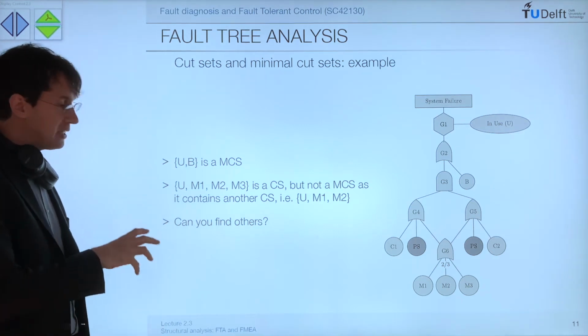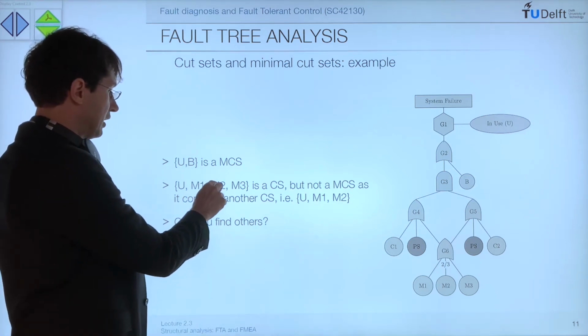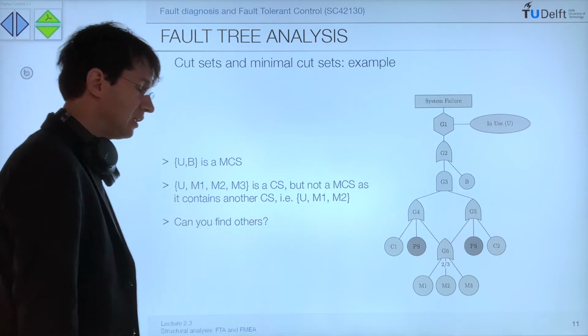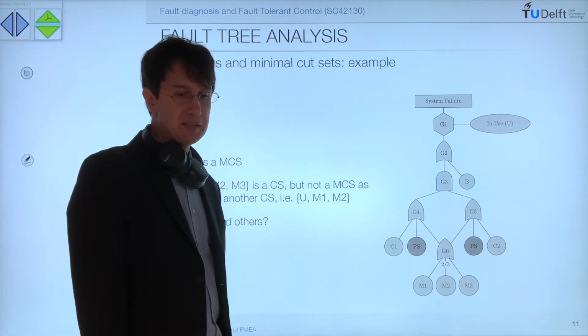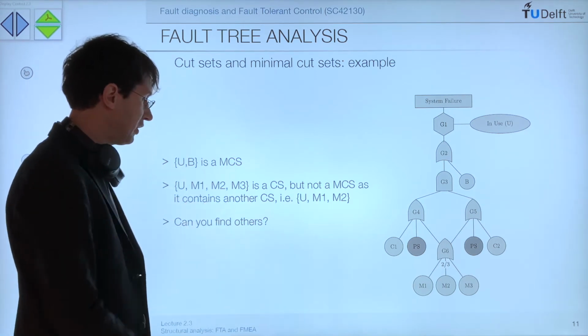We can also find some cut sets here. For instance, M1, M2, M3, and U is a cut set. But it is not a minimal cut set, because indeed we know that there is some redundancy in the memory units.